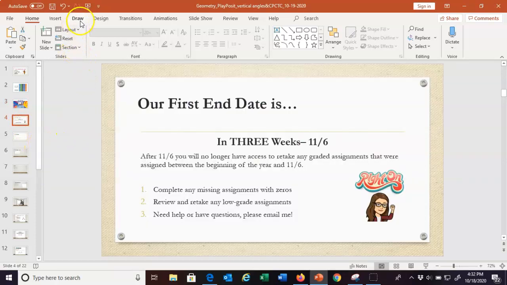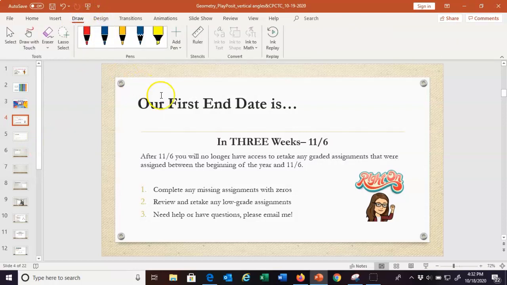So before we get too much further, I did want to just remind everyone that we have our first end date coming up, and that is November 6th. So this means after November 6th, you will no longer have access to retake any graded assignments that were assigned between the beginning of the year and this date. I'll put a square around that, November 6th. So this is our first end date.